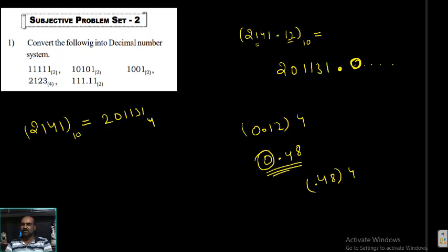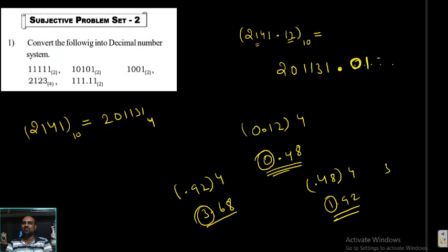So multiplication by 4: 8 4s are 32, 4 4s are 16, 17, 18, 19, 1.92. In this 1.92, the integral part is the next decimal digit. After that we have 0.92. Again that should be multiplied by 4: 4 2s are 8, 9 4s are 36, so 3.68. The integral part becomes the next decimal digit of the required number. After 0.68, again multiply by 4: 8 4s are 32, 6 4s are 24, 27, meaning 2.72. So this 2 becomes the next decimal digit, and so on and so on.